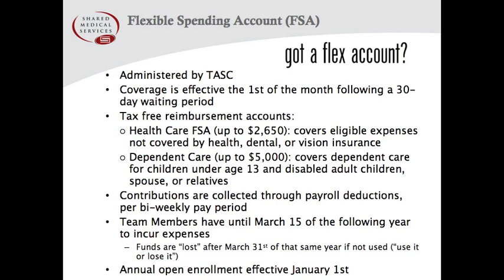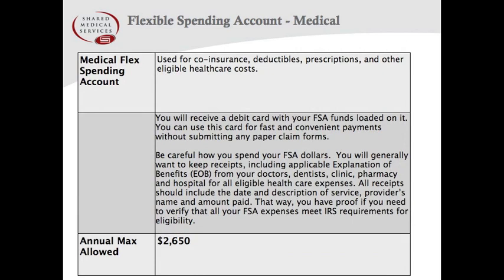Team members that elect FSA get a debit card to use for eligible expenses. These cards will be sent directly from Task to your home residence. Contributions for FSA are also collected bi-weekly on a pre-tax basis through payroll deduction. The Healthcare Flexible Spending Account is used for eligible medical, dental, or vision expenses that are not covered by insurance. You can use an FSA for copays, bills, glasses, contacts, etc. The enrollment materials also contain a few documents with a list of eligible expenses. There is an annual maximum election of $2,650 for 2018.